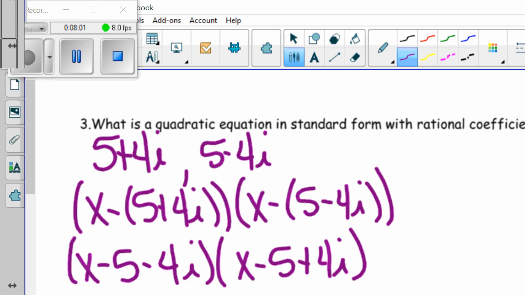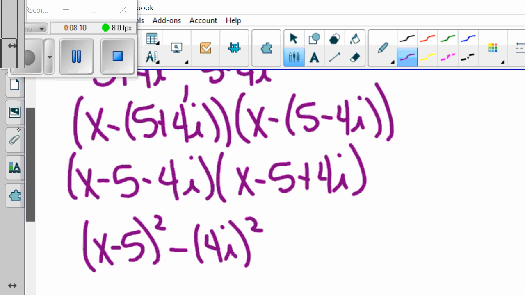The x minus 5s are the same, so I can say that's x minus 5 quantity squared minus 4i quantity squared. Use our shortcut, so x minus 5 quantity squared gets me x squared, and then negative 5x doubled, minus 10x, plus 25, minus square 4i, so I get 16i squared. i squared becomes negative 1, so I have x squared minus 10x plus 25 plus 16.